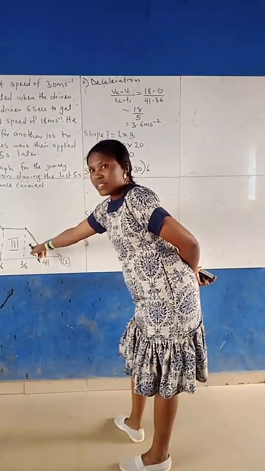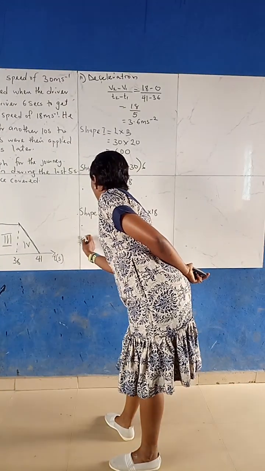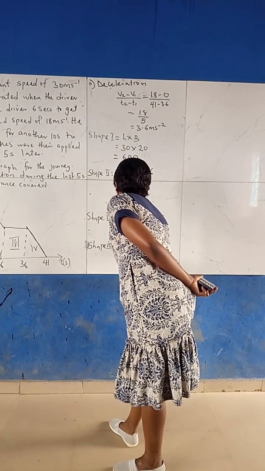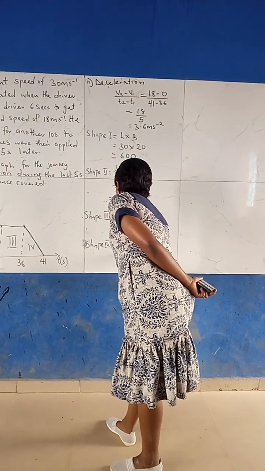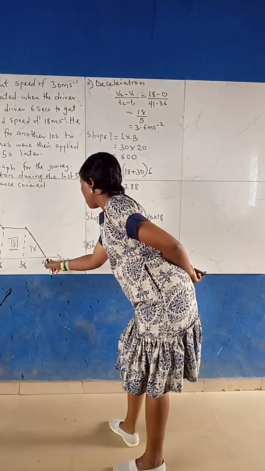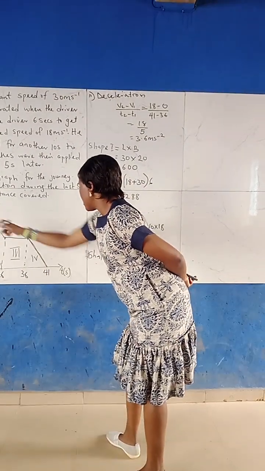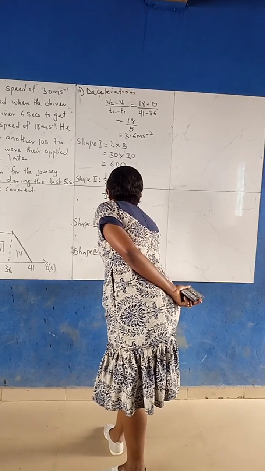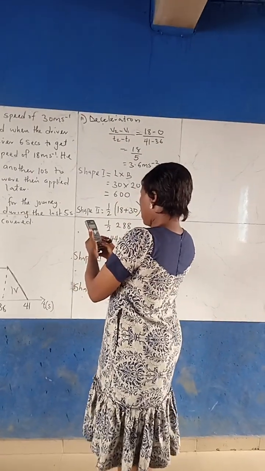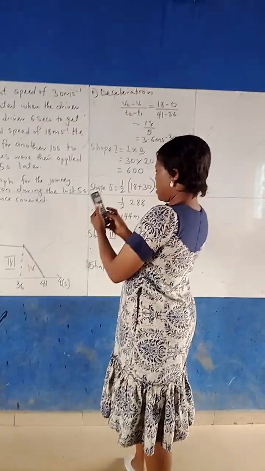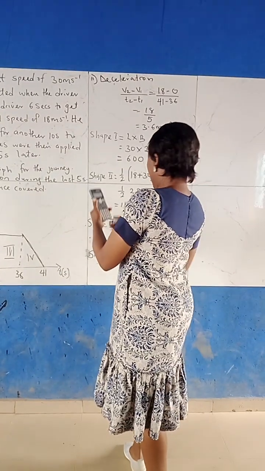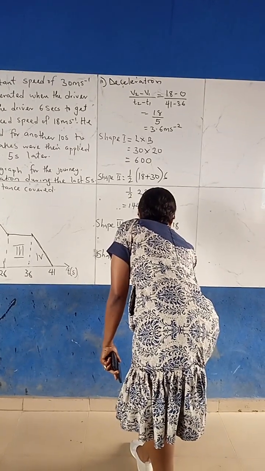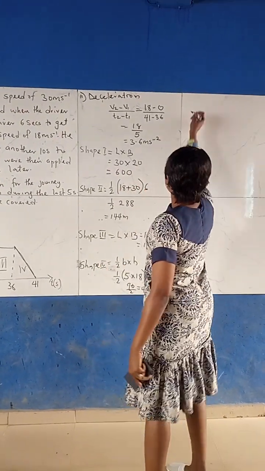Then the last one is a triangle, shape 4. Shape 4 is a triangle, that is half base times height. The base is 5 and the height is 18. Half into 5 times 18. 5 multiplied by 18 will give me 90, divided by 2, that is 45. That is 45.